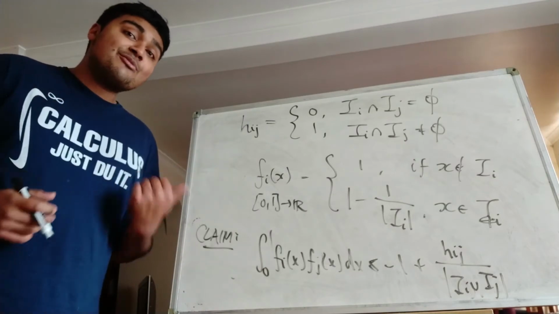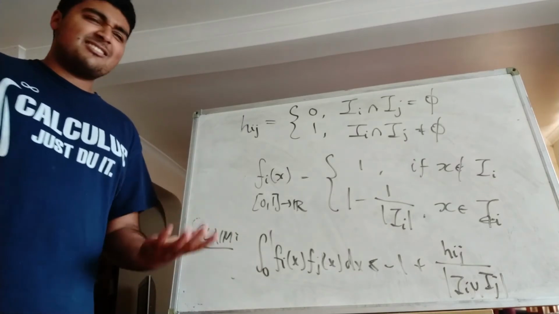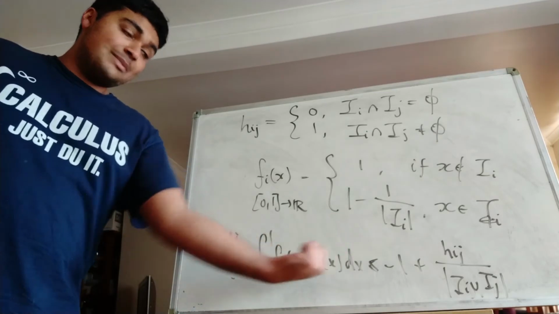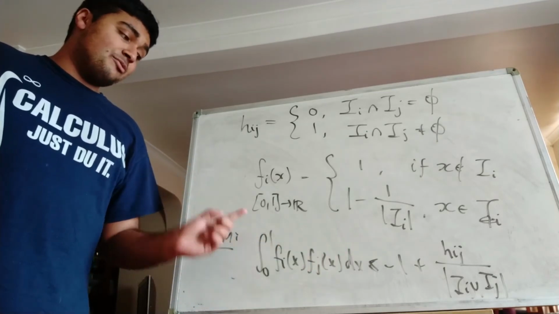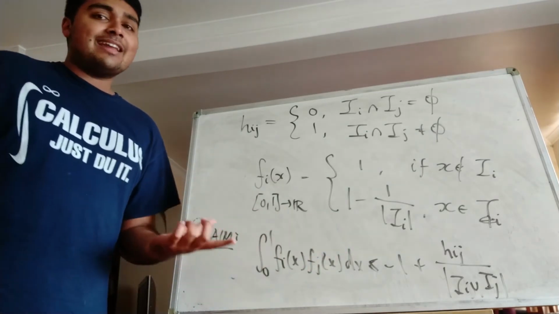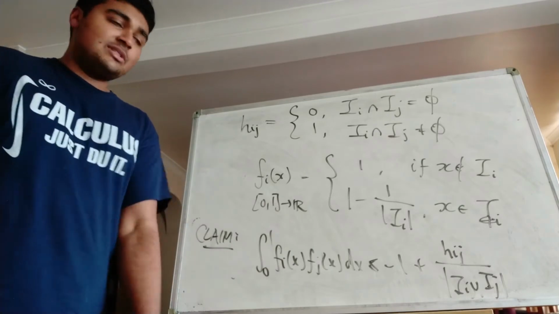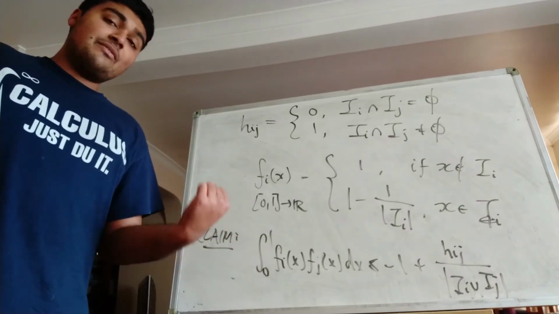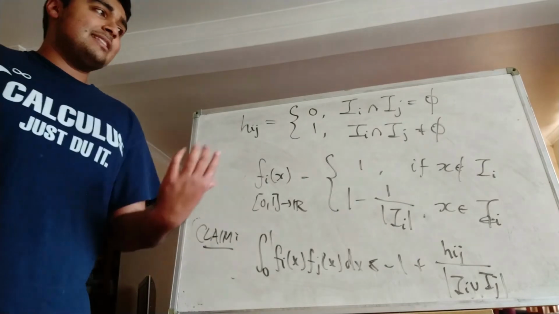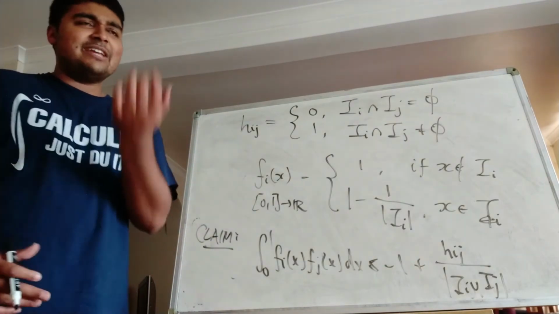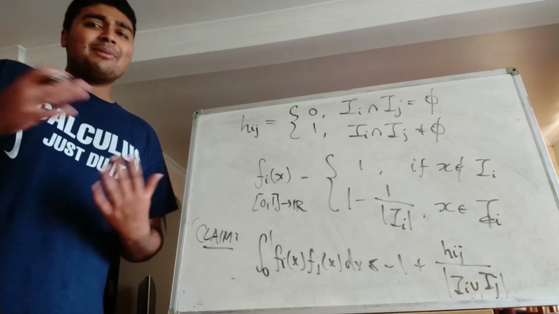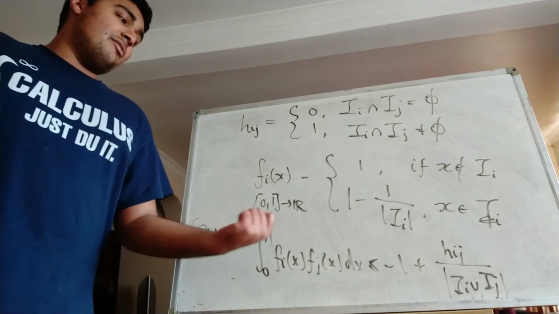Now I'm not going to prove this claim, and the reason is it's just a long, boring proof. We start from this left-hand side, which is an integral from 0 to 1, and write that as a bunch of integrals: the integral over the intersection of I_i intersect I_j, plus the integral of I_i without I_j, plus the integral of I_j without I_i, plus the integral of what's left.